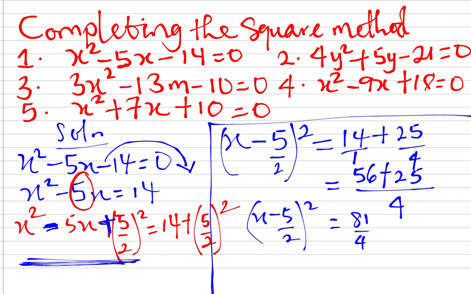Then what are you going to do now? You are going to square root both sides. If you square root both sides in the next page now, we cancel this square root. So let's see the next page.